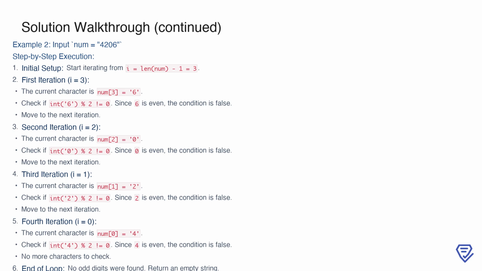Next, we check 2, which is even as well, so we continue. Finally, we check 4, which is still even. At this point, we've examined all the digits and found no odd numbers. Since there are no odd digits in the string, there is no valid substring that can represent an odd number, and the output is an empty string.